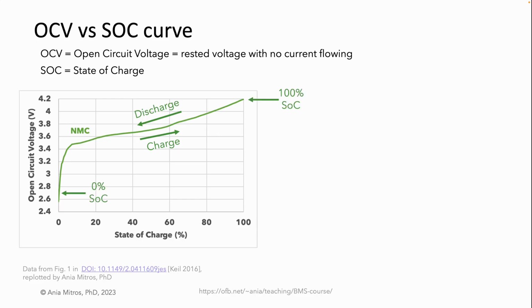The cell manufacturer specifies what voltage corresponds to 0% state of charge and to 100% state of charge. 2.7 volts and 4.2 volts are typical for NMC cells.